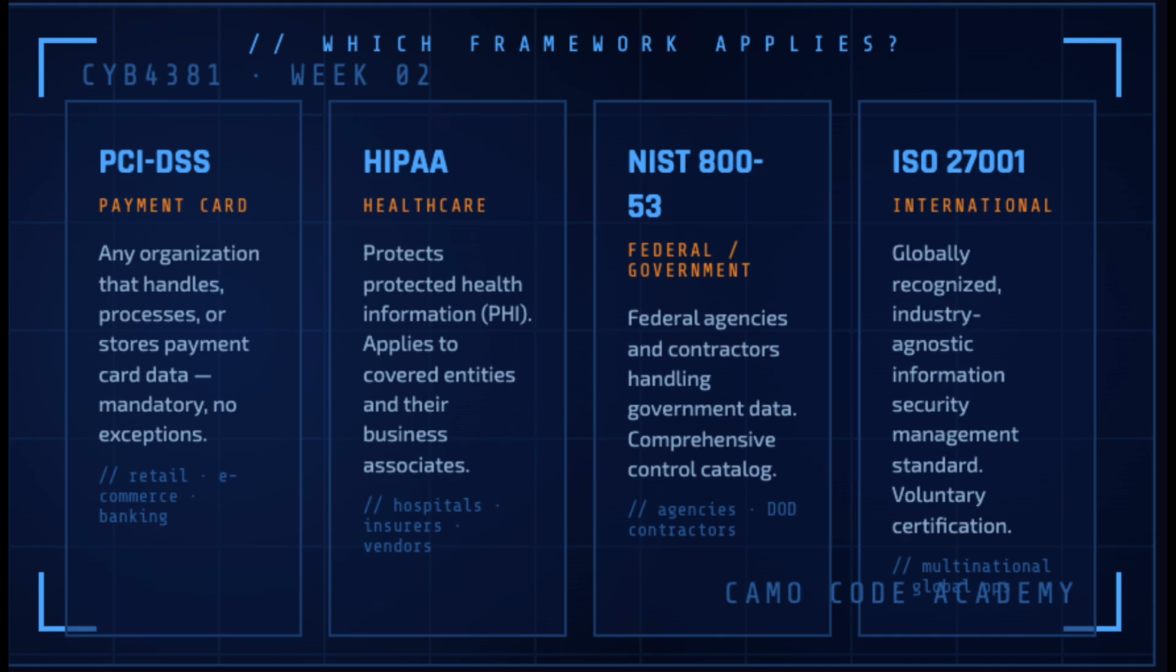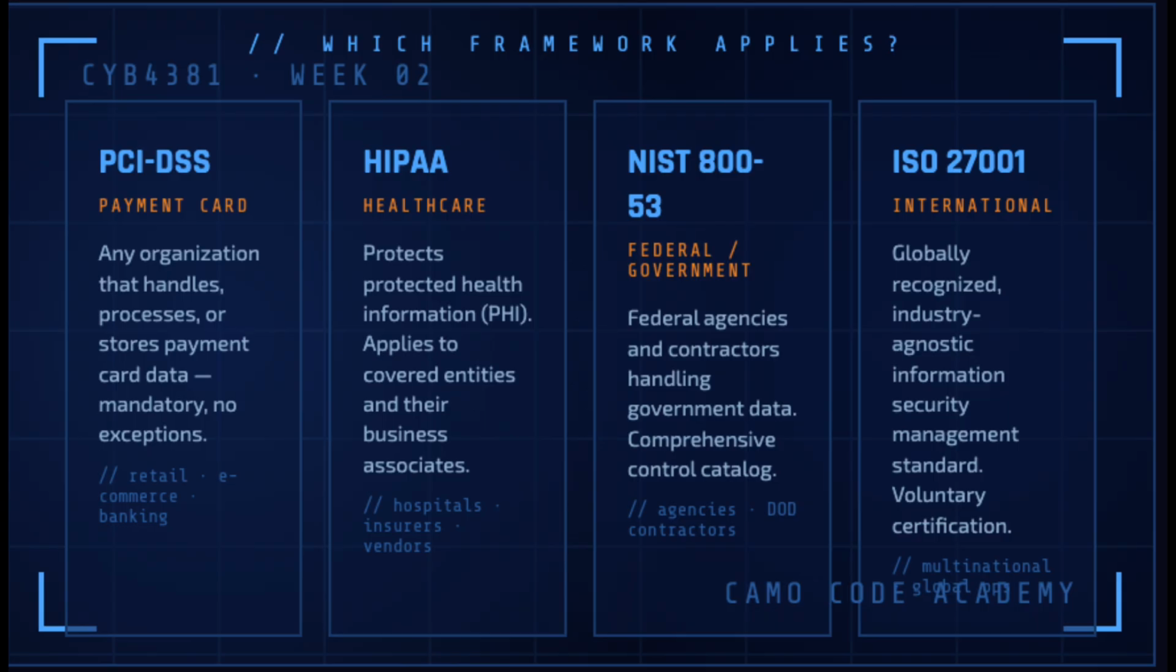For example, we have PCI-DSS, which is for anyone touching payment card data. We have HIPAA, which talks to healthcare. We have NIST 800-53, which caters to federal agencies and their contractors. And then ISO 27001, which is the international standard, and anyone can actually use it.